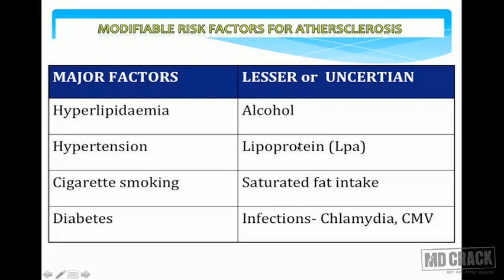The lesser and uncertain ones: alcohol abuse, the lipoprotein, especially lipoprotein A, then saturated fat intake, and there is probably a role of infections also, like chlamydial infections and even cytomegalovirus infections. So these are the modifiable risk factors for atherosclerosis.